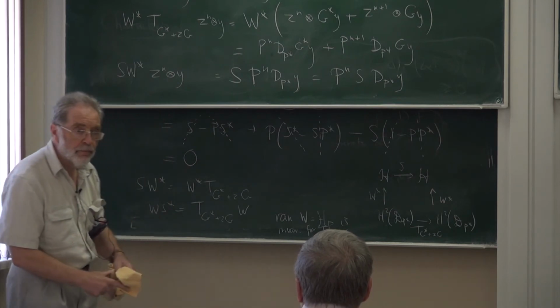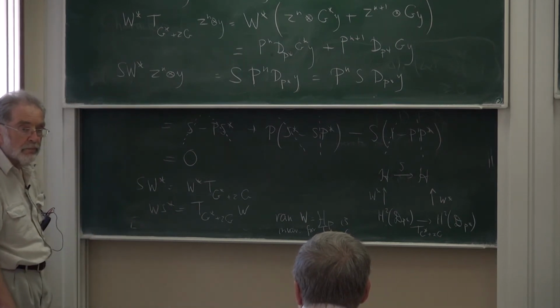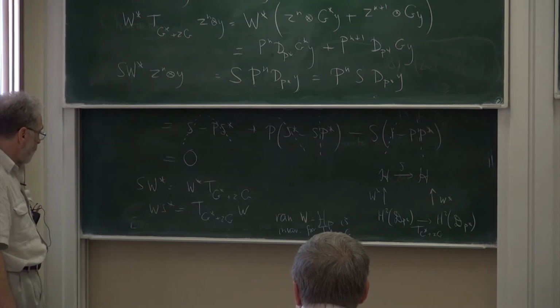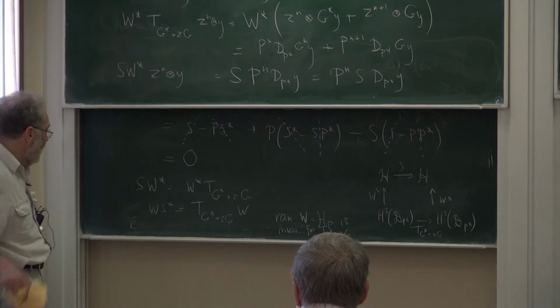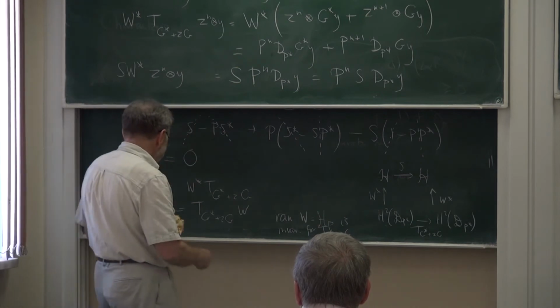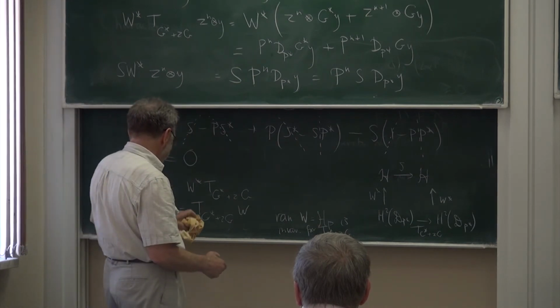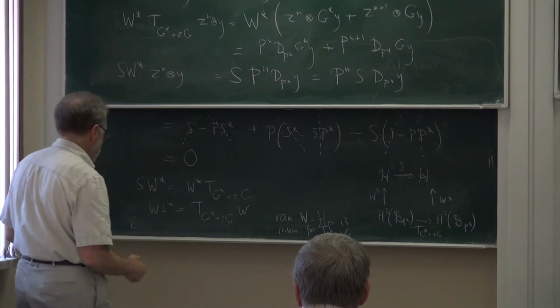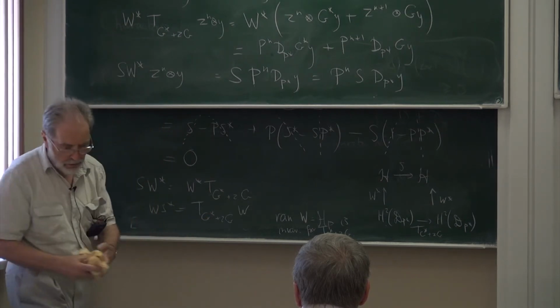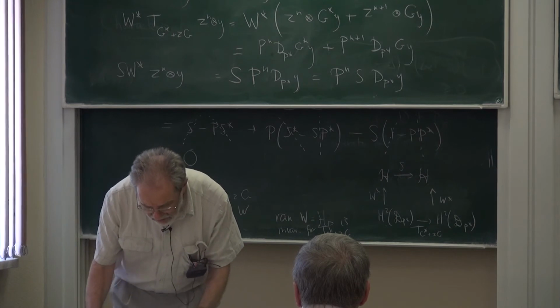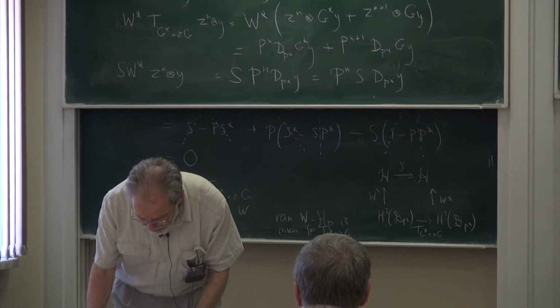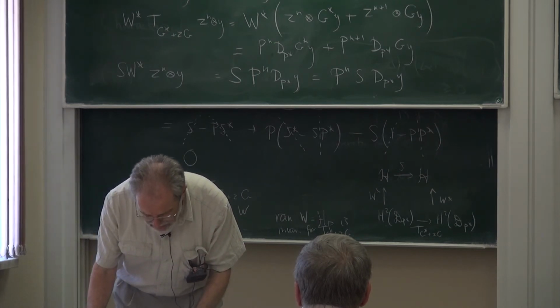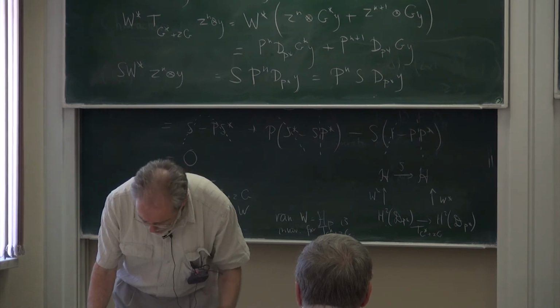I'm sorry, but this Toeplitz operator is not self-adjoint, so it's changed index. Ah, thank you. Yes. The bar and contraction, no? Yeah, you're right. Wait a minute. Let's see.